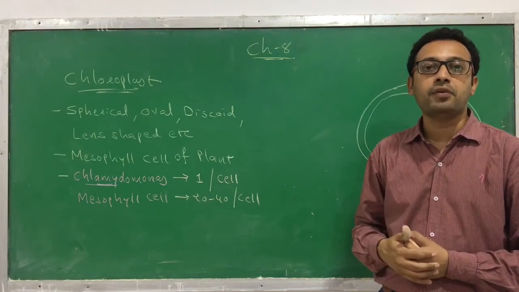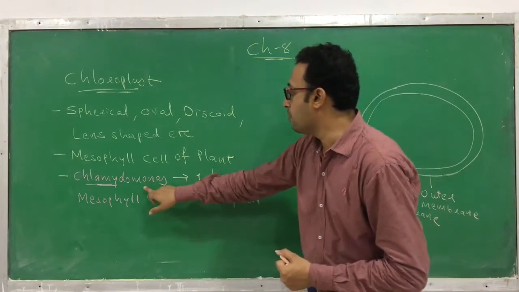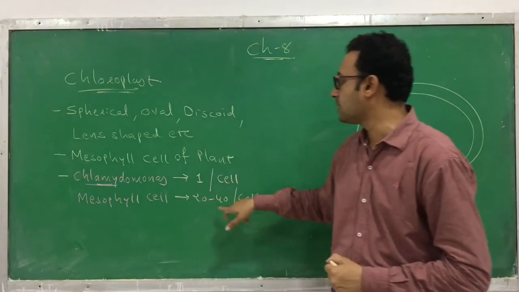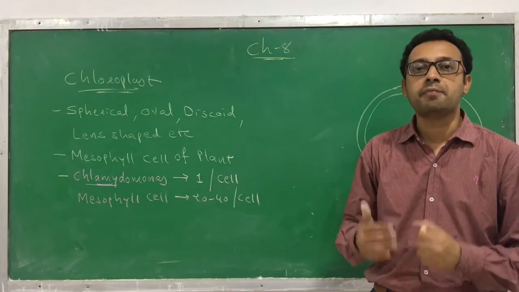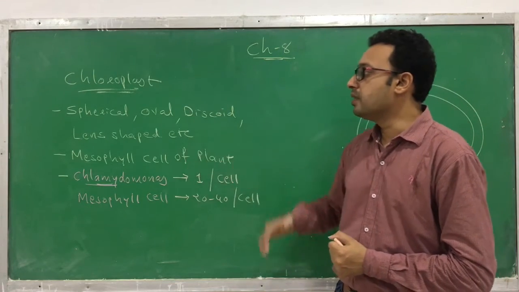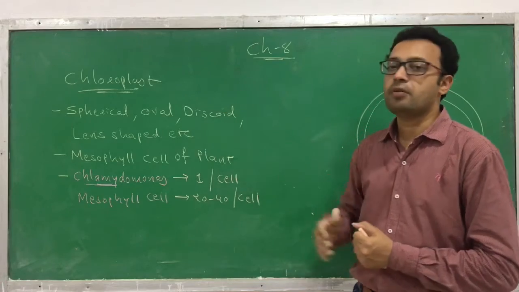So that indicates that the number of chloroplasts is going to vary depending on the type of cell and the type of living organism. In chlamydomonas, 1 chloroplast is present per cell. In case of a mesophyll cell, 20 to 40 chloroplasts are present per cell. Okay, so this is about the number, location and the shape of a chloroplast.